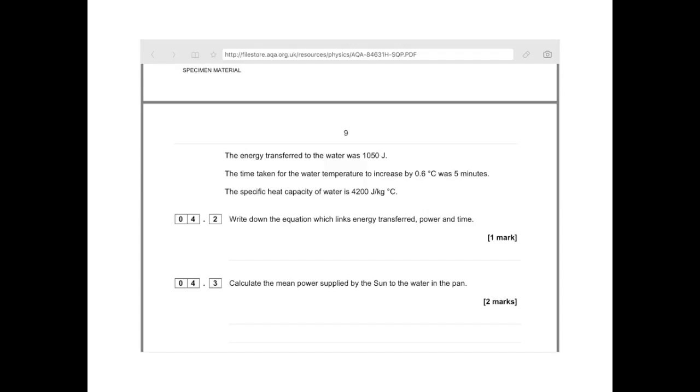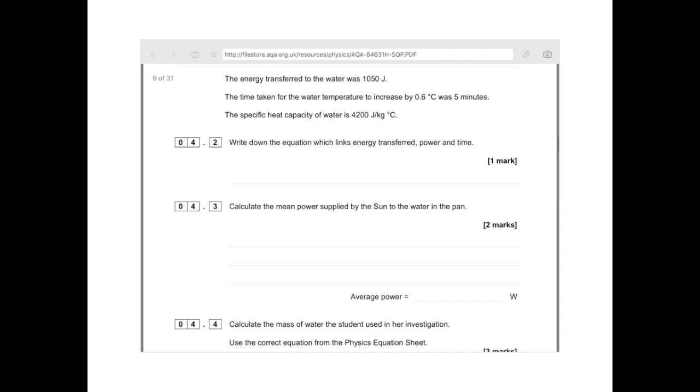Write down the equation which links energy transferred, power and time. So it is E, energy, equals power times time. Calculate the mean power supplied by the sun to the water in the pan. So we've got power. Let's rearrange that equation. It looks like this, by the way, in the triangle, which we know I love. Because we're after power, we cover that up and we see that power is given by energy divided by time. So it's always good to write out your equation.